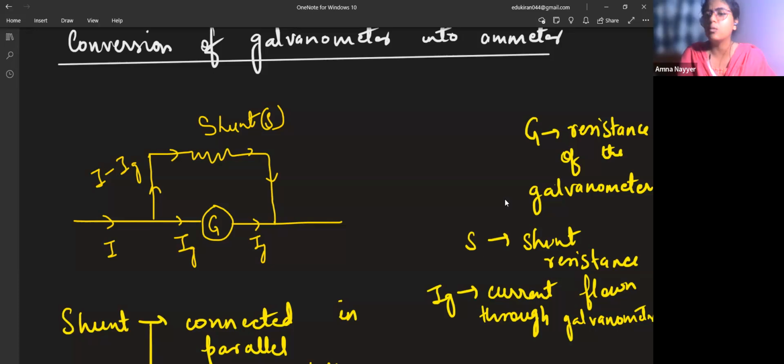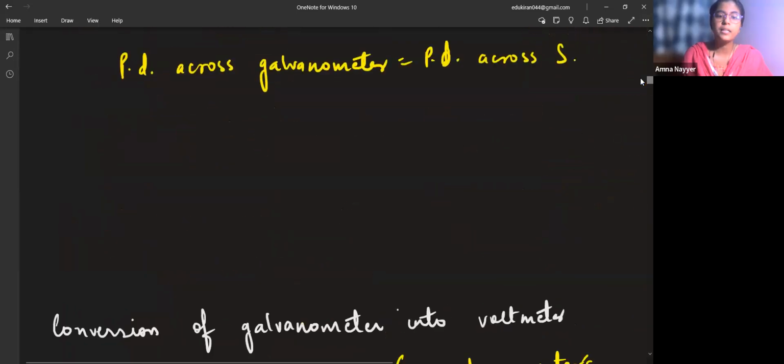You want the current, you want the resistance, right? So now this is your ammeter. Why is this an ammeter? Because you know the series and parallel combinations formula, right? You are aware of the series and parallel combinations formula. So potential difference across both the ends will be the same because they are in parallel.